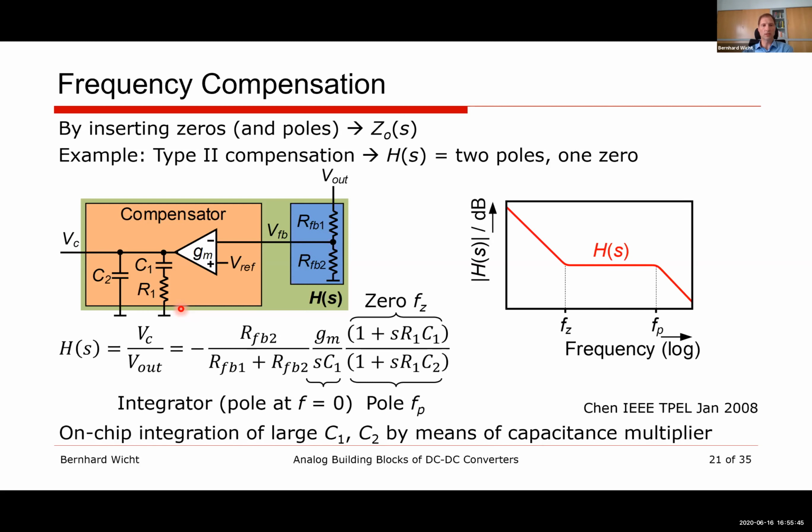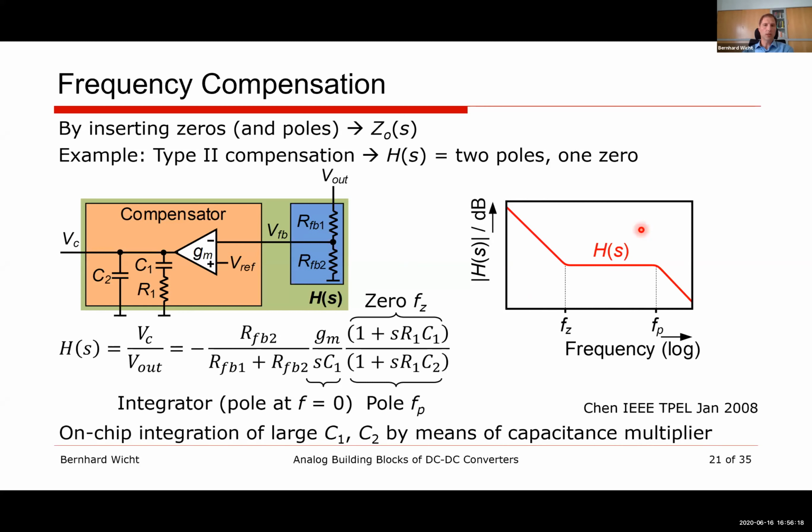is usually 60 degrees, maybe a little bit more. And with this kind of compensation, if you do the calculation, of course, we have an inverting behavior. Here, this is the minus. Then we have a voltage divider, the feedback divider here. Then we have a pole, which is the integrator pole coming from the GM and C1 pole at DC, plus a regular zero and a pole. So the feedback transfer function would be as shown here.